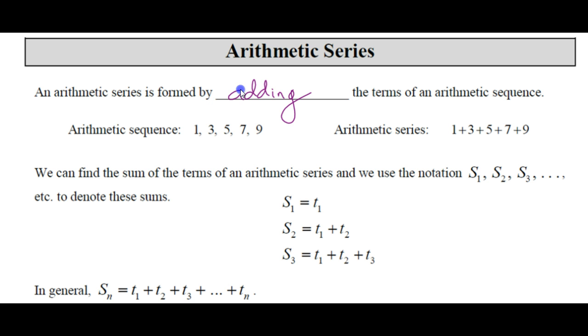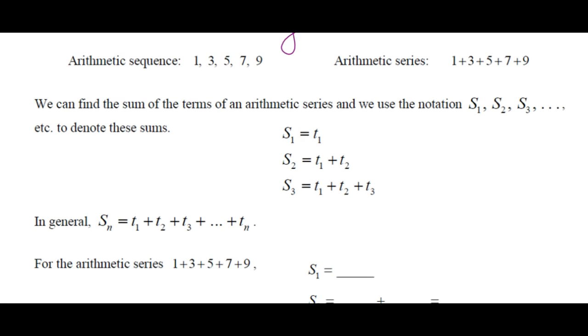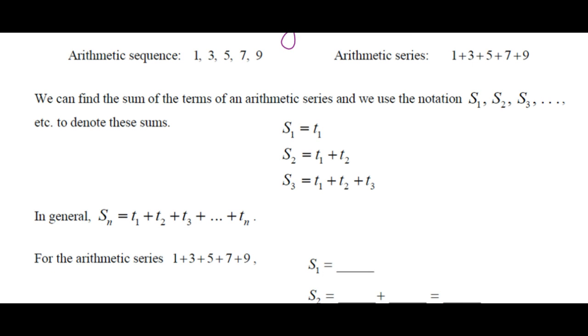We can find the sum of the terms of an arithmetic series, and we use the notation S sub 1, the sum of one term, S sub 2, the sum of two terms, and so on. So S sub 1 is just equal to T1, right? If you're going to add up only one term, just the first term. S sub 2 is T1 plus T2. S sub 3 is T1 plus T2 plus T3. And S sub n is T1 plus T2 up to Tn, right?